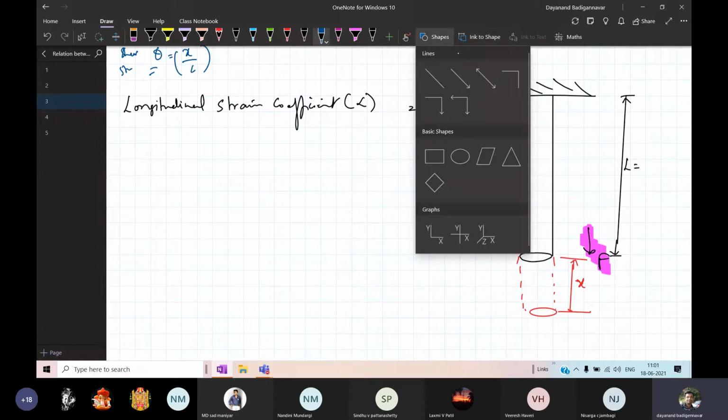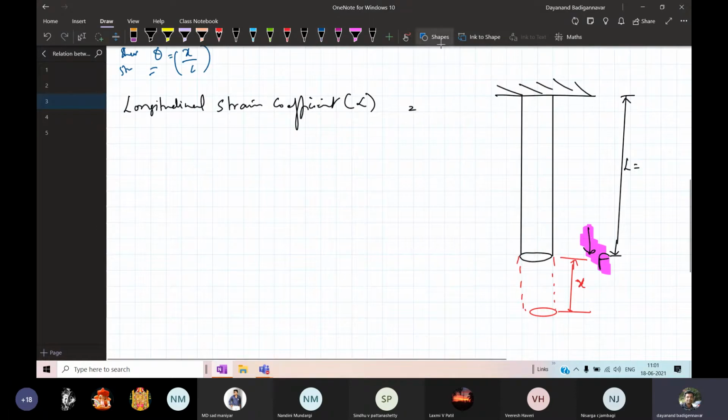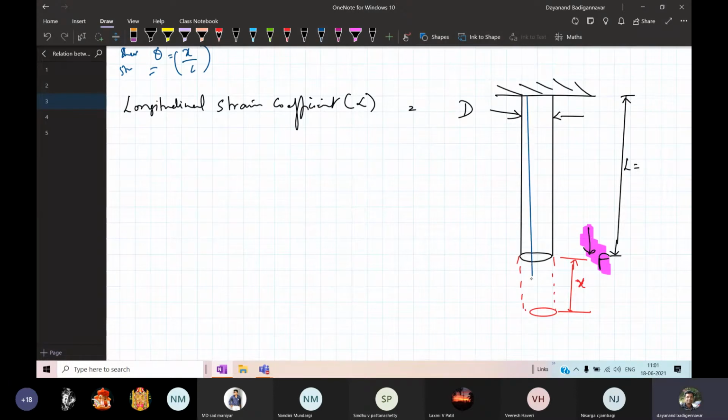So if I draw it, here this is the diameter D, the original diameter of the wire. Once I apply the force and pull it, it is going to have an extension like this. So this is the extension that is produced. Got it?